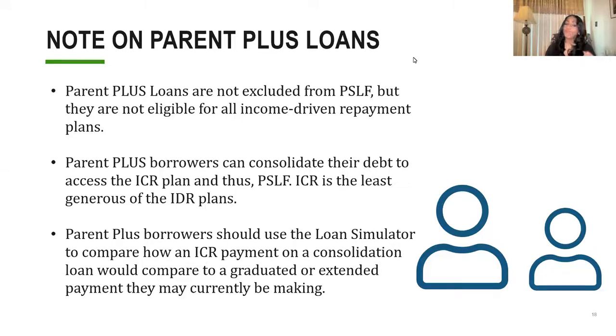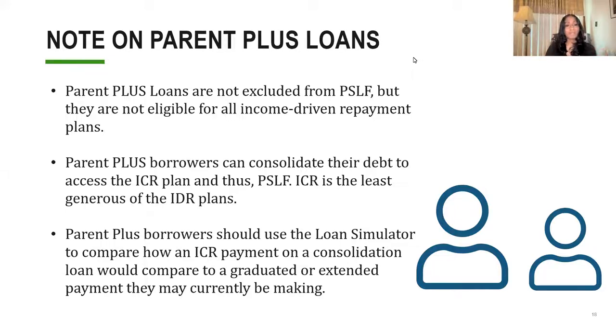And for PSLF, you really want to be on an income-driven repayment plan, because if you're on the standard plan for federal student loans, it's a 10-year plan where you are scheduled to pay off everything over 10 years because it's fully amortizing, right? So you want to be on an IDR plan so you actually have something to forgive at the end of your 120 months.